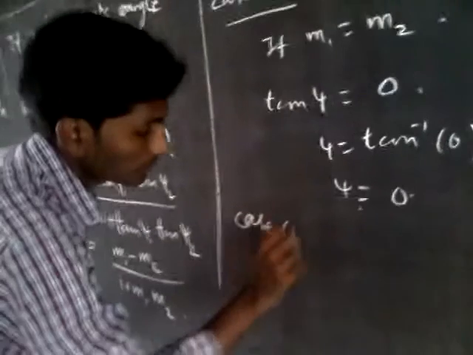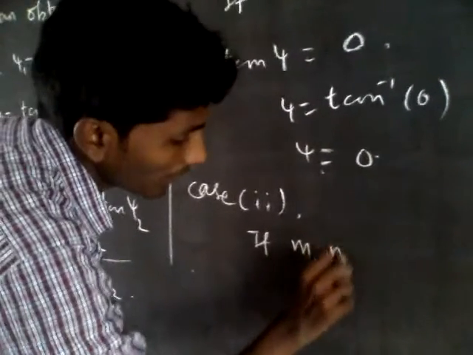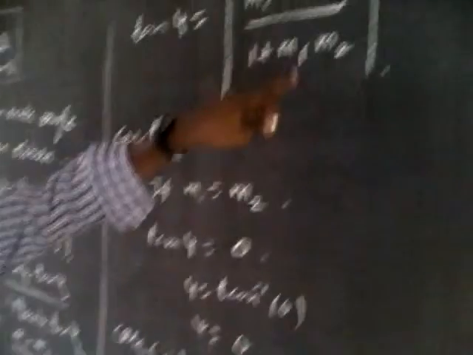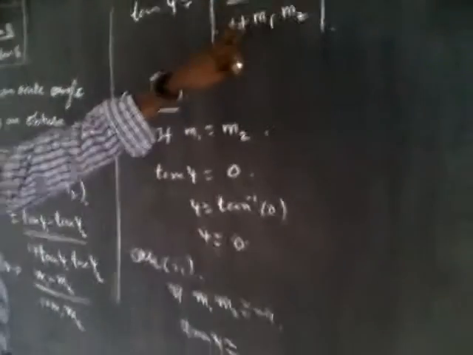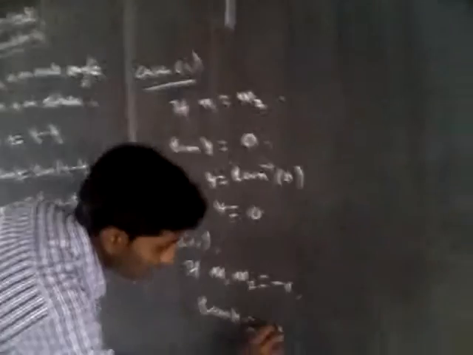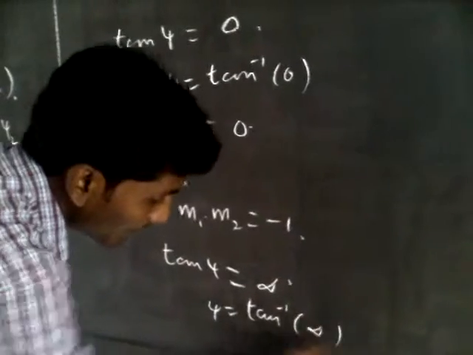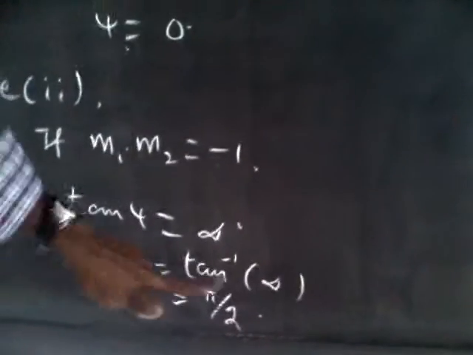Case 2: if the multiplication of the slopes, m1 into m2, is equal to minus 1, then the denominator, 1 plus minus 1, is equal to 0. So tan psi is equal to m1 minus m2 divided by 0. A number divided by 0 gives infinity. So psi is equal to tan inverse of infinity, which is pi by 2. So if the multiplication of the two slopes is equal to minus 1, then the two curves intersect at a right angle.